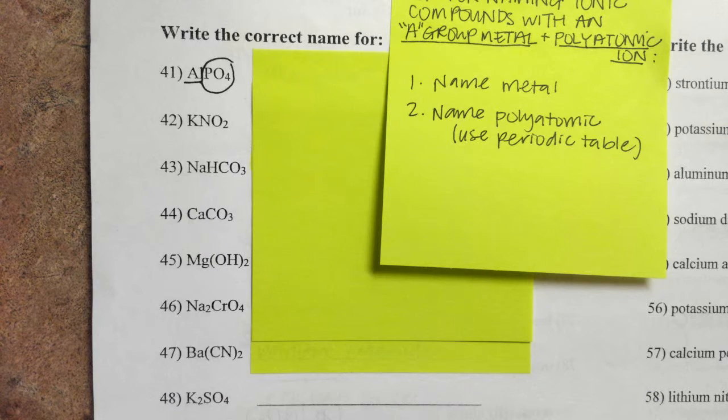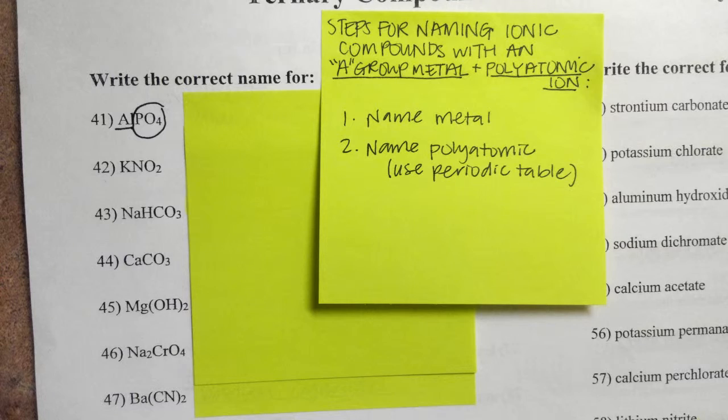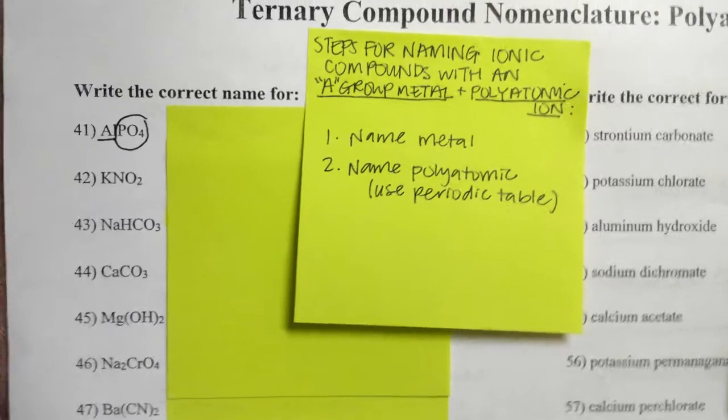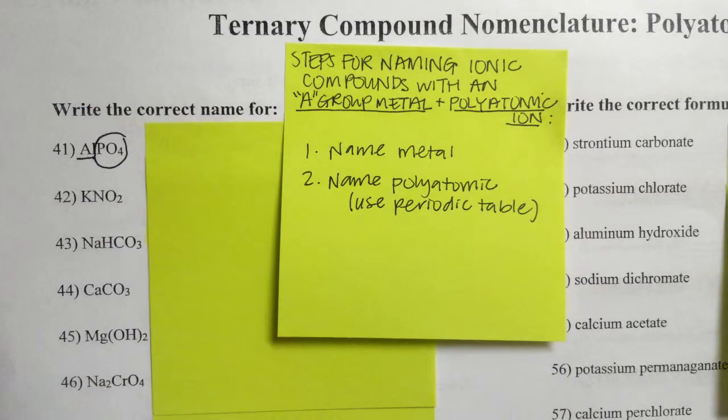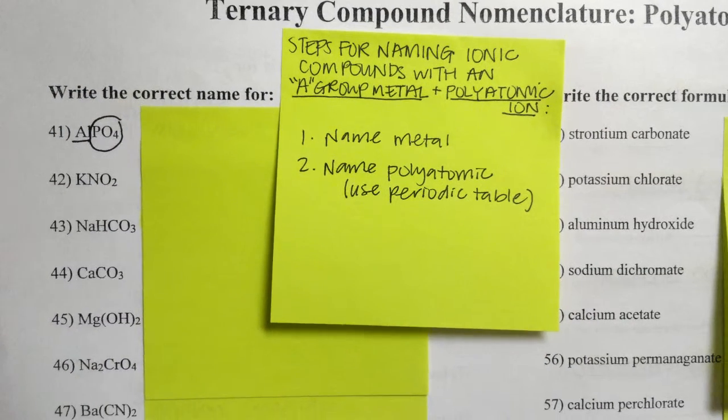Hey y'all, so today we're going to talk about the steps for naming ionic compounds with a group A metal and a polyatomic ion. Make sure you have your compound nomenclature packet and that you're turned to page 3. On page 3 you're going to have compounds that have an A group metal and a polyatomic ion, so there's plenty of practice for you to use.